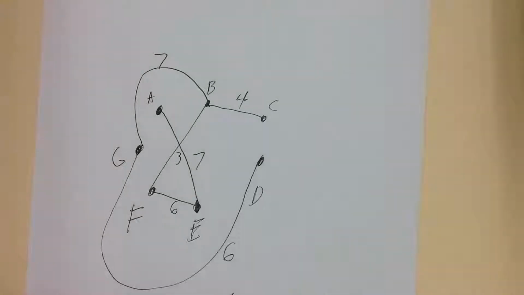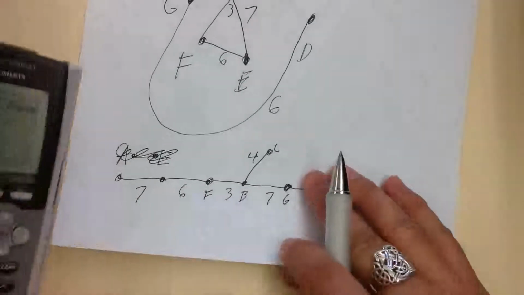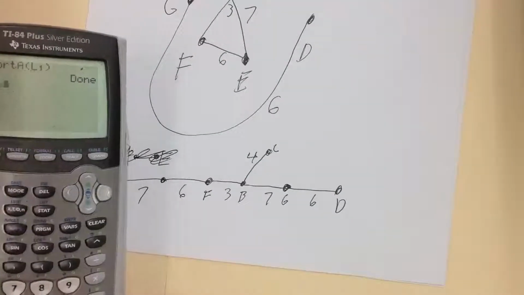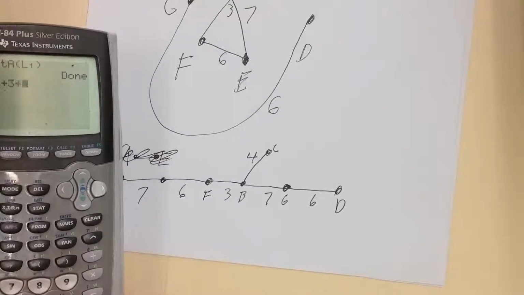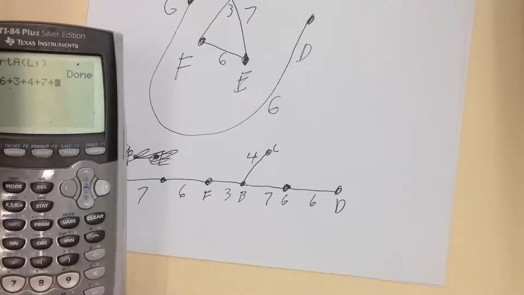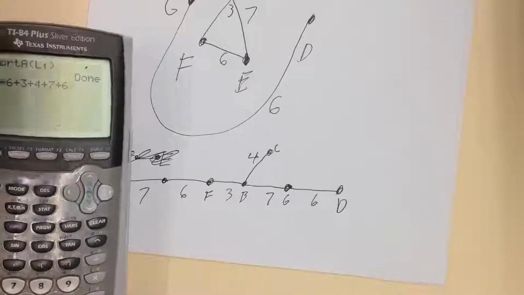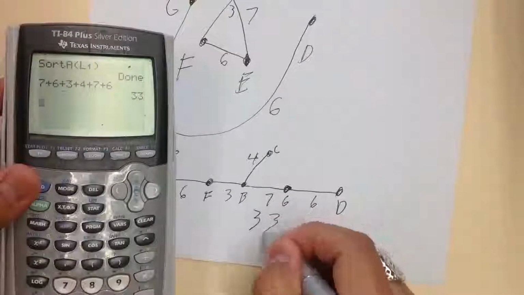If you want to find out what the total cost of making these bridges is, it would be 7 plus 6 plus 3 plus 4 plus 7 plus 6. And that would be a total cost of 33.